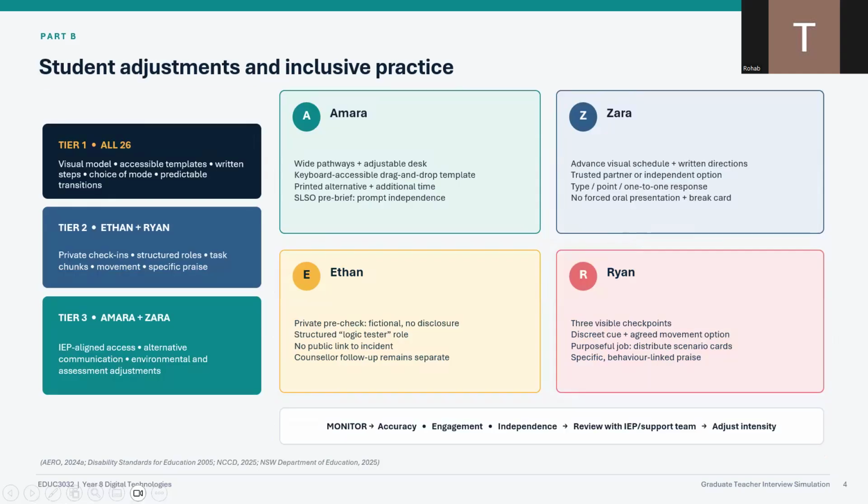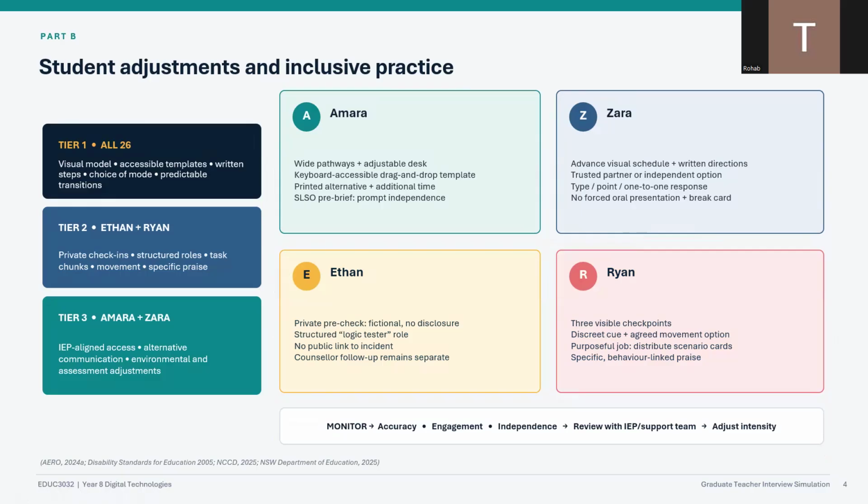Now, the student adjustments that I would be taking into account. Tier 1 supports, of course, the entire class will include a clear visual model, accessible digital and printed templates, explicit partner roles, written instructions, and similar stuff.